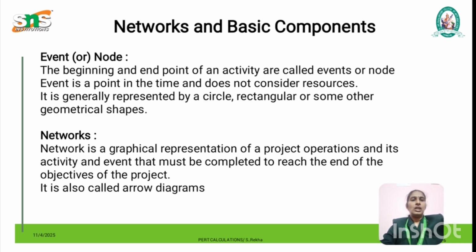Then we can go for the event. Event is nothing but the beginning and the end point of an activity. We can say it is an event, or else we can say it is a node. Event is a point in time and does not consider the resource. Normally if you want to connect two events, it is represented by a circle or a rectangle. Any geometrical shape you can use, but the two events should be connected by an arrow mark. This helps us to find the predecessor as well as the successor. So we can draw two types of network: one is the event oriented network, another one is the activity oriented network.